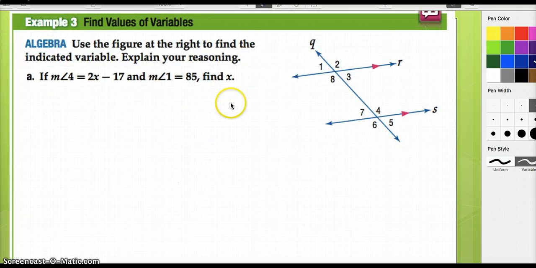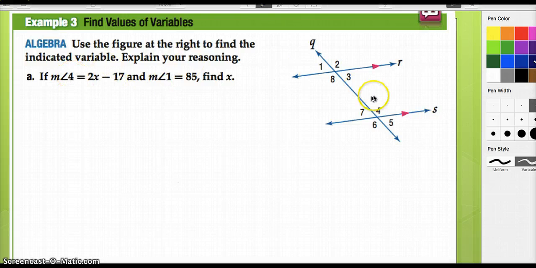Here in example 3, we're going to find values of variables, and we're going to do that using some of the information that we've been talking about. Again, we've got parallel lines cut by a transversal, so we know that there's a lot of equality going on here and some supplementariness. So use the figure on the right to find the indicated variable and explain your reasoning.